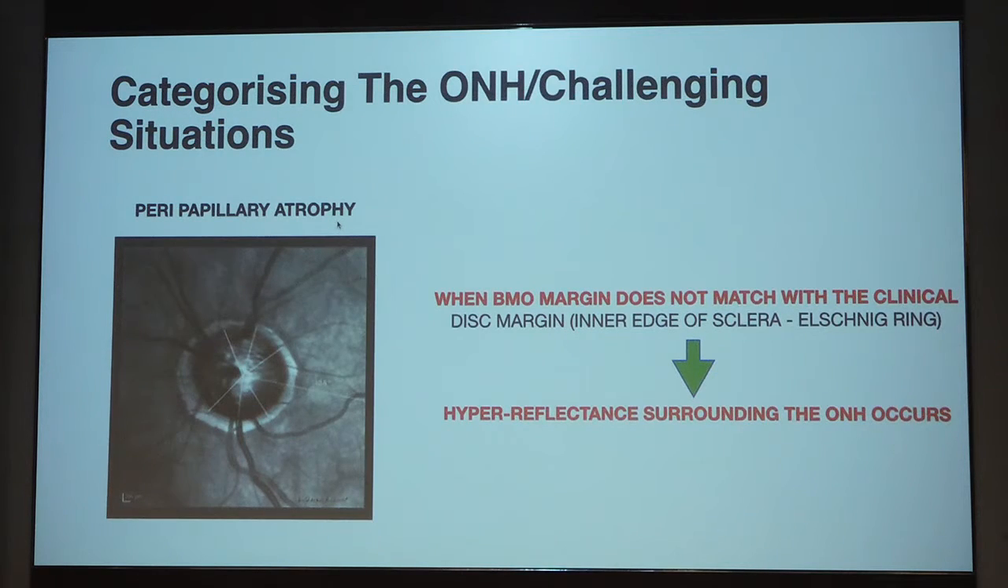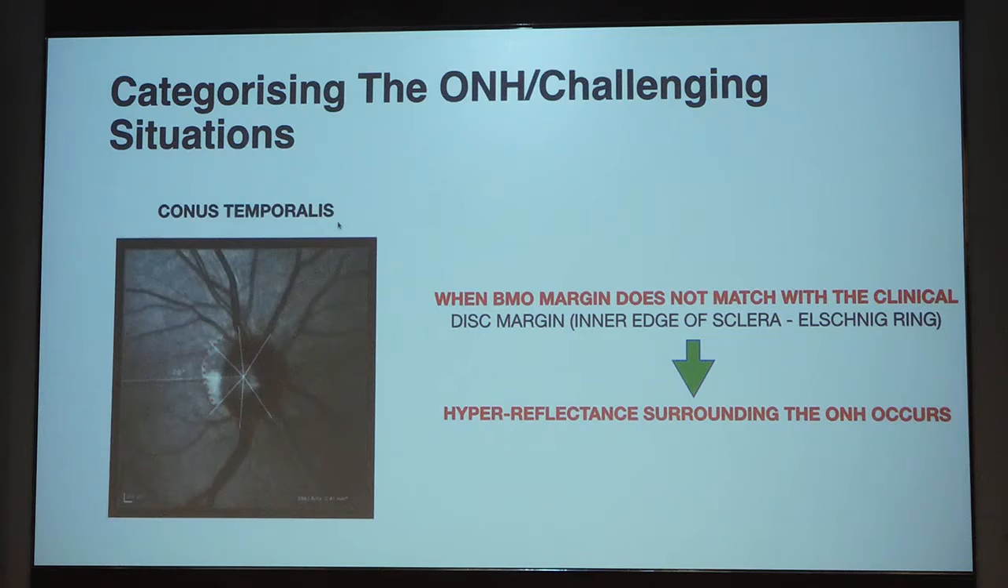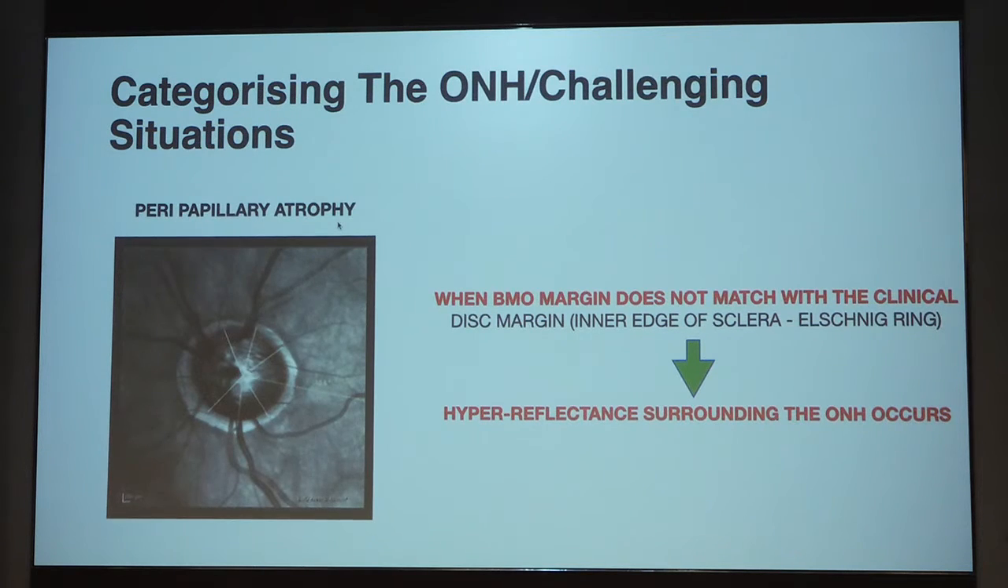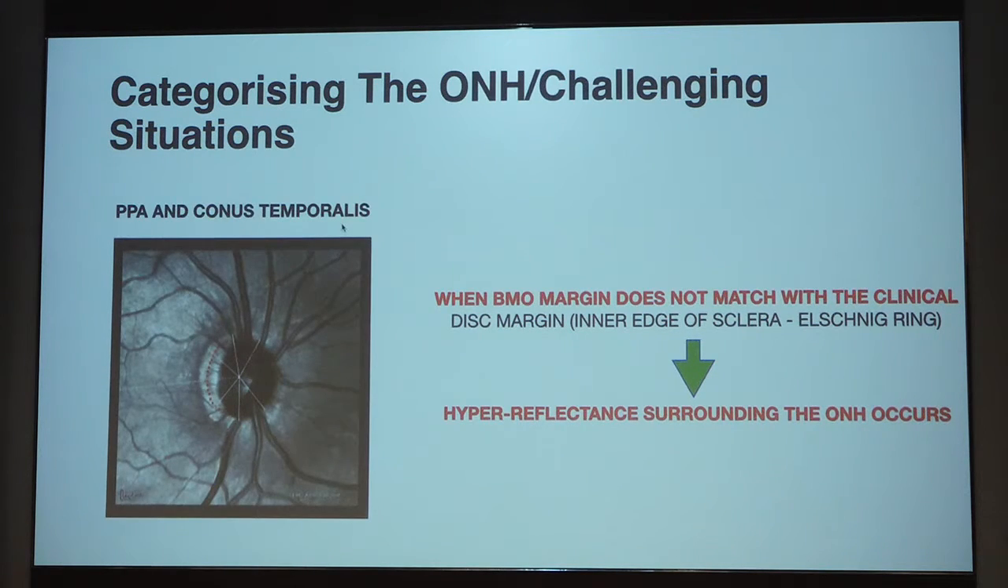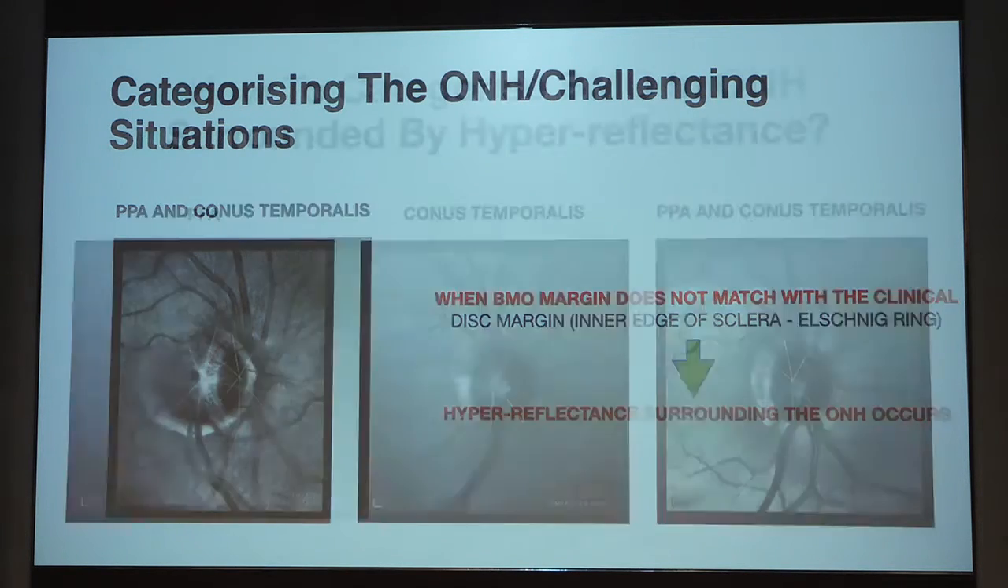But what happens when the BMO margin that we see in the OCT doesn't match with the clinical margin that we see in the fundus? At that time, we get a hyperreflectivity surrounding the optic nerve. So this is where the tricky part sets in. When this comes in, we have peripapillary atrophy, we have conus temporalis, and PPA and conus temporalis. So I'll just give you 3 slides on what these 3 are, and we'll end the discussion.